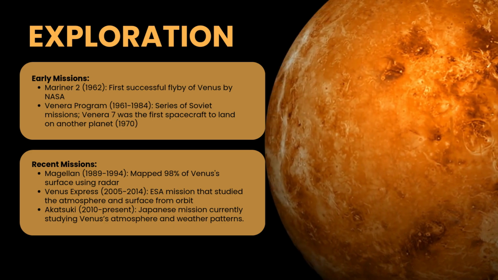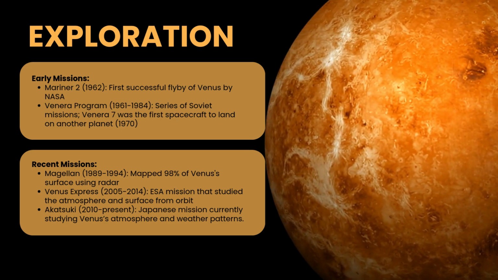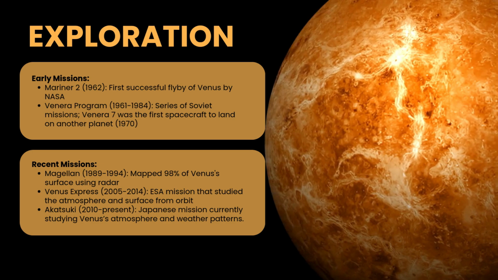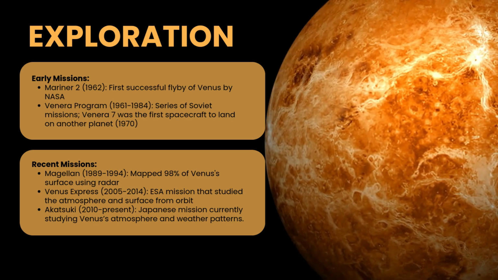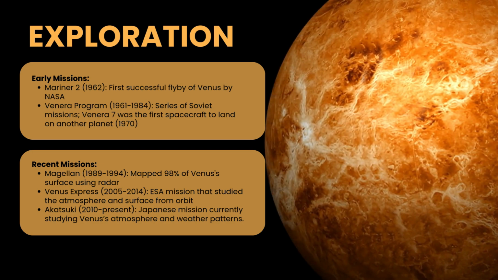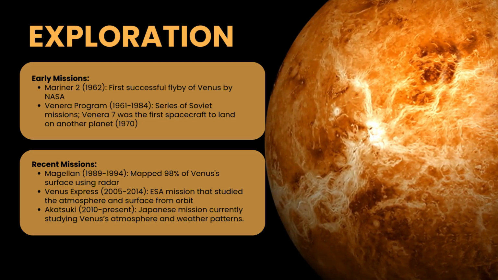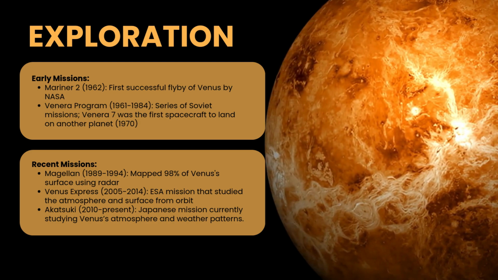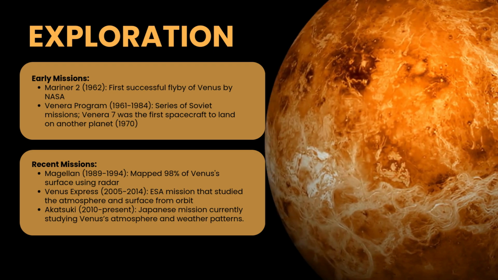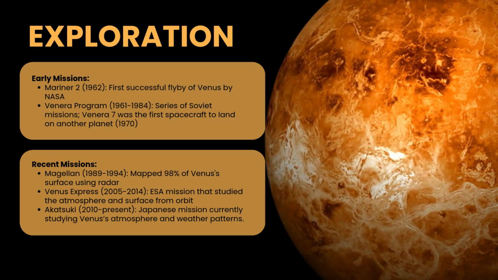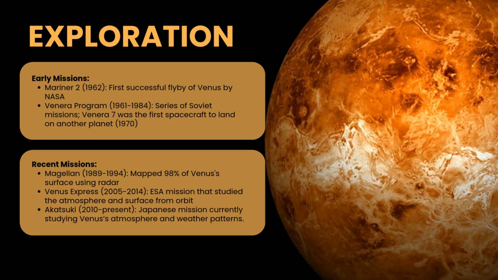Let's talk about the explorations that happened in Venus. Early missions include the Mariner 2 in 1962, which was the first successful flyby of Venus by NASA, and Venera program from 1961 to 1984 was a series of Soviet missions. Venera 7 was the first spacecraft to land on another planet in 1970.